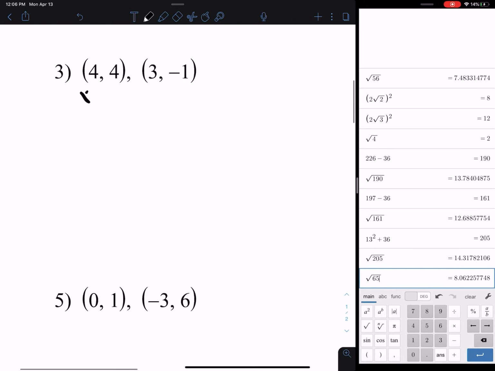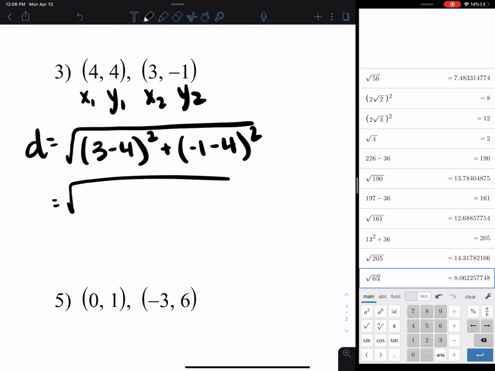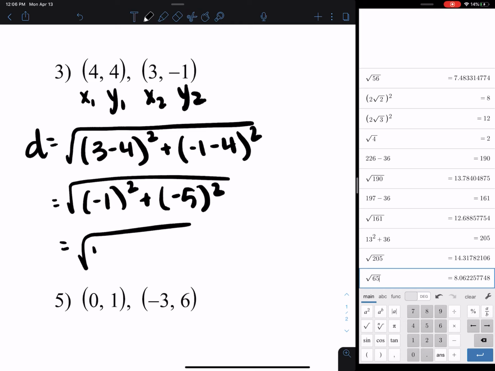Okay, I'm going to do one more example. So we have x1, y1. This is x2, y2. So we have d equals the square root of x2 minus x1. So that's 3 minus 4 squared. And then y2 minus y1, we have -1 minus 4 squared. So 3 minus 4, that's just -1. And then -1 minus 4, that's -5. -1 squared is 1. -5 squared is 25, so we get the square root of 26.